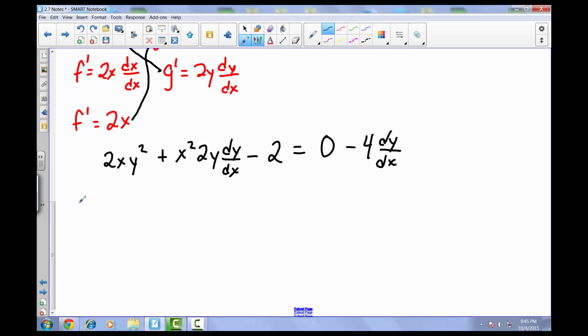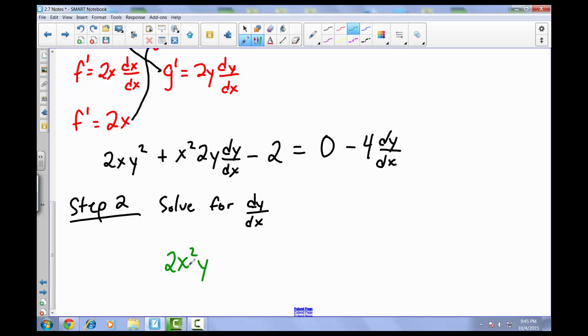Now we're going to move on to step 2 and solve for our dy dx. Well, getting all of our dy dx's over to one side, let's move this negative 4 dy dx over to the other side and move anything that was not a dy dx over to the other. So when we do that, we have x squared, and this 2 we can go ahead and throw in front as well, since multiplication is commutative.